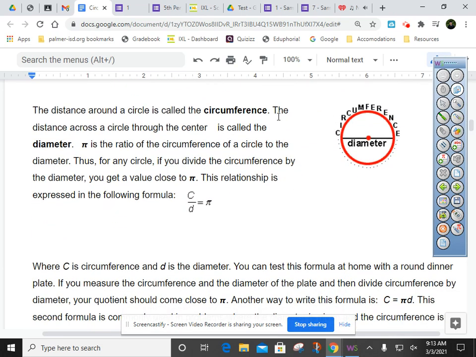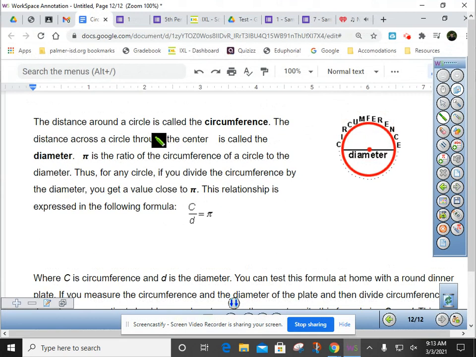The distance around a circle is called what? Circumference. The distance across the center, which has to go through the center, is called the diameter. Right here. Pi is the ratio of the circumference of a circle to the diameter. This is a ratio, right? One number divided by another number is a ratio. That's twice it's been in this packet.